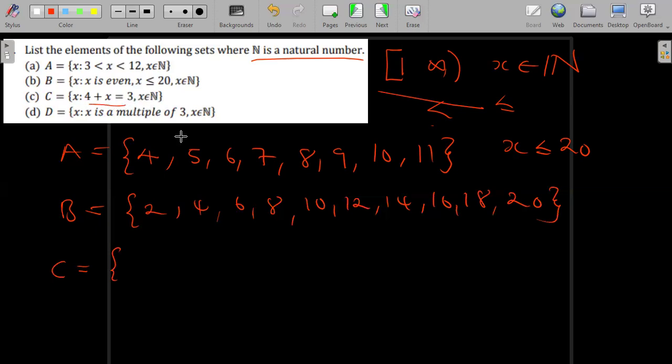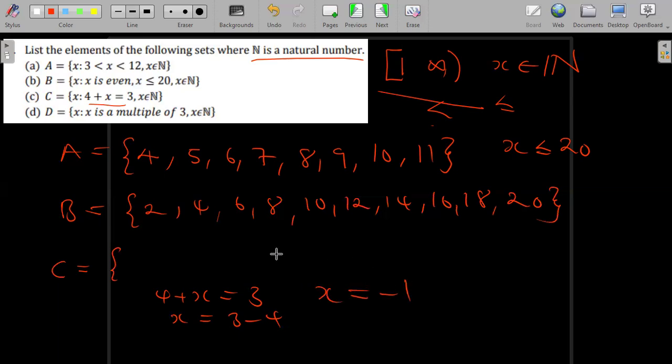Then they're telling us x is a member of the natural numbers. So it's given by an equation, so we can check that equation. So it's 4 plus x equal to 3. And solving the value of x, I'm just going to get x equal to 3 minus 4. And this is just x going to be equal to -1.